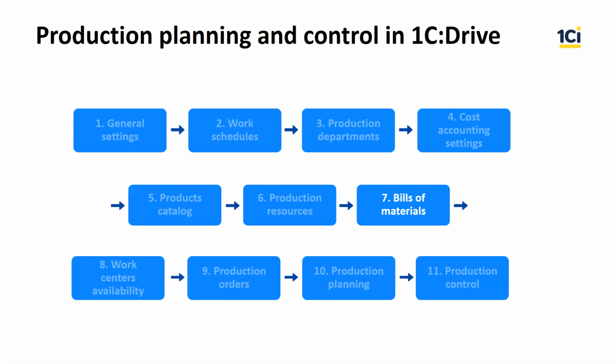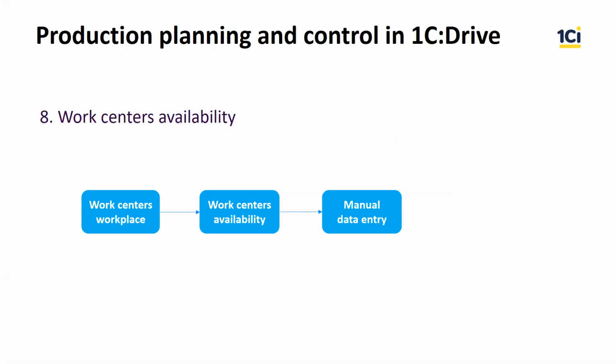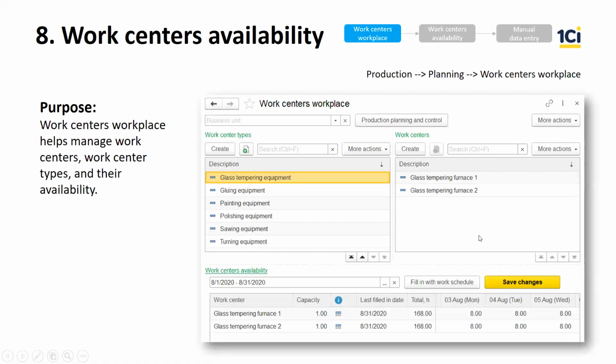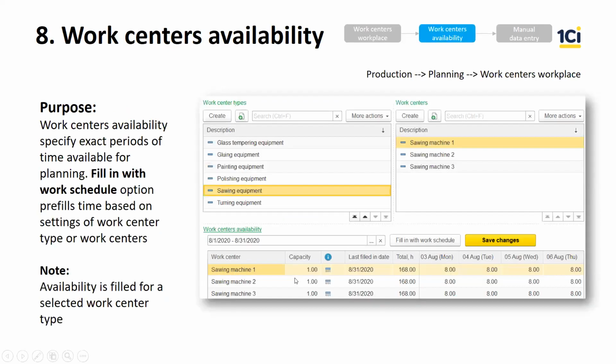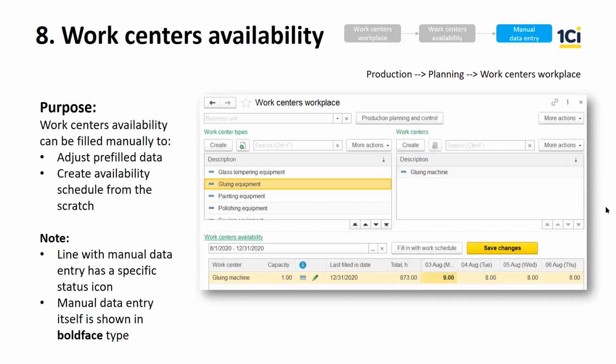We're getting closer to production planning, and the next step is to register work center availability. Here we will discuss the work center workplace. We've seen before how to set availability and adjust it manually if needed. So here's the workplace, and in the bottom part is where we define work center availability. We select the period, we use the fill in with work schedule button, and OneSeaDrive pre-fills data from the calendar that we saw how to assign to work center types and individual work centers. If we need to correct the pre-filled data, we just double click, edit the information, and save the changes. Manual adjustments are shown in bold type and have a special status icon.